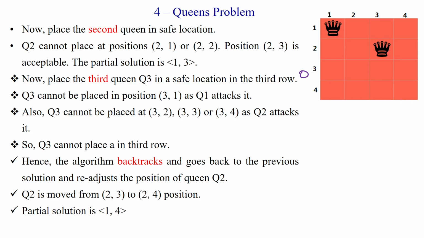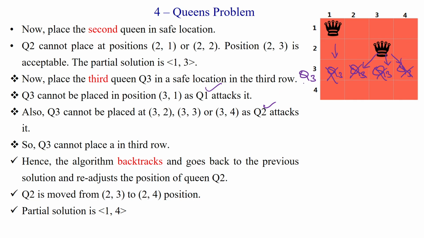When checking queen 3 in the first column, you cannot place it here because queen 1 is there. When placing queen 3 here, this is the diagonal position of queen 2, so we cannot place it. Here it is the same column, so we cannot place it. In this position it is the diagonal position, so we cannot place it. So what to do? Queen 1 and queen 2 attack queen 3 wherever you place it in the current state.